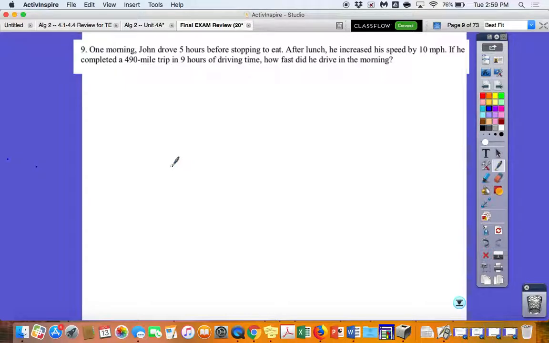One morning, John drove 5 hours before stopping to eat. After lunch, he increased his speed by 10 miles per hour. If he completed a 490-mile trip in 9 hours of driving, how fast did he drive in the morning?